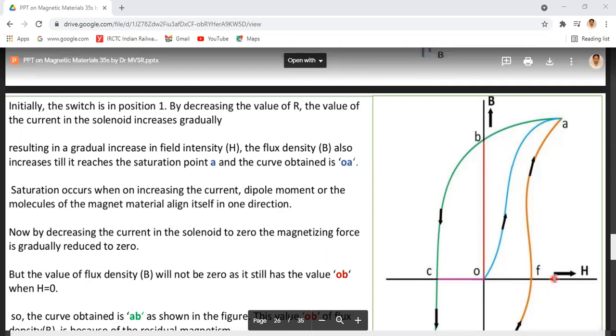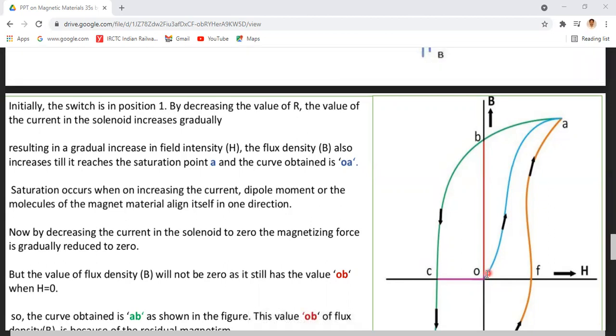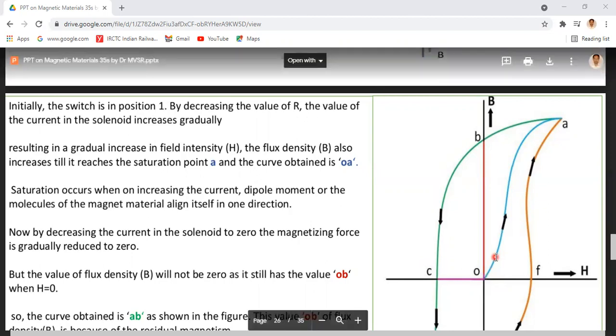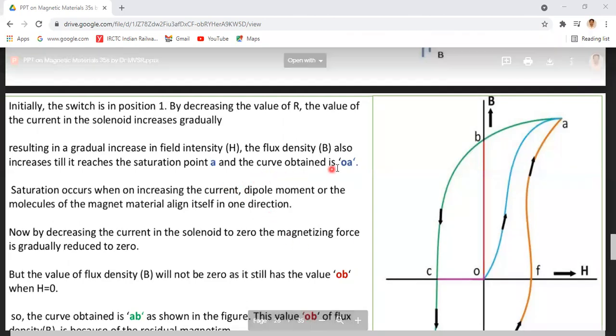Suppose we apply the magnetizing force and H is increased. Generally, the magnetization of the material, that means the magnetic flux density within the material, also gradually increases along the path OA. As the magnetizing force H is increased up to a maximum value with the help of a solenoid, the magnetic flux density of the material also gradually increases up to a value, that is up to A. The curve obtained is OA.